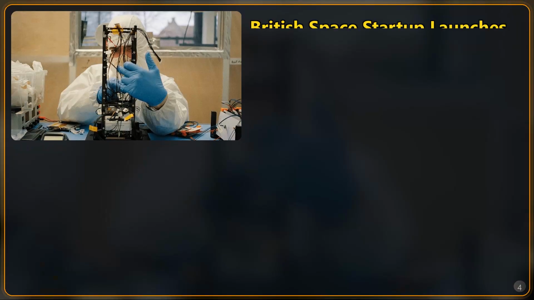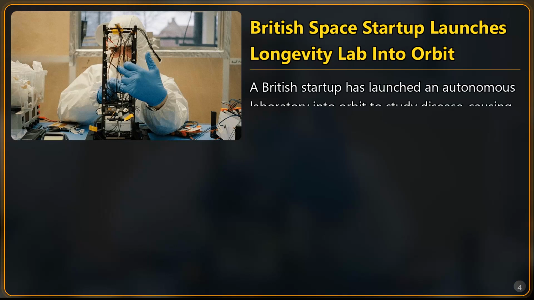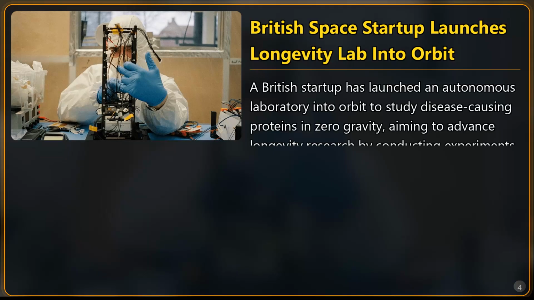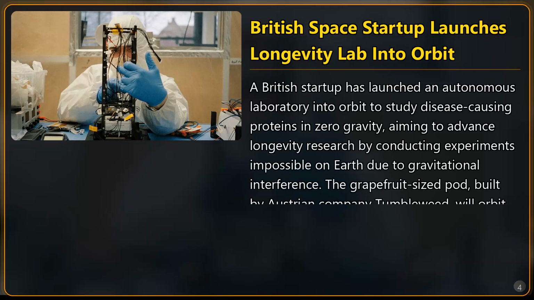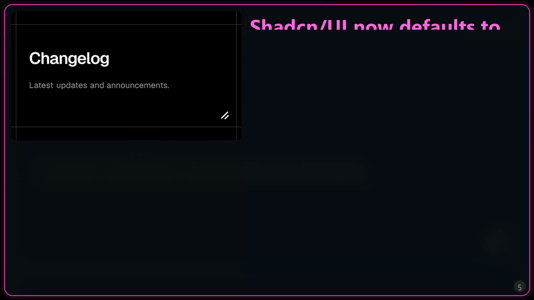British space startup launches longevity lab into orbit. A British startup has launched an autonomous laboratory into orbit to study disease-causing proteins in zero gravity, aiming to advance longevity research by conducting experiments impossible on Earth due to gravitational interference. The grapefruit-sized pod, built by Austrian company Tumbleweed, will orbit Earth for months while automatically measuring and transmitting data about cellular behavior in microgravity.